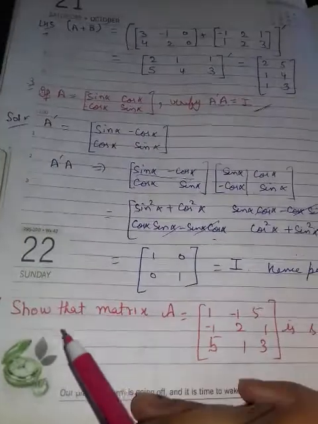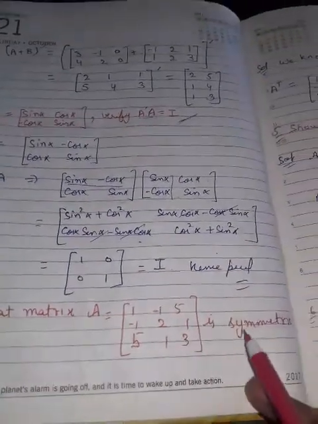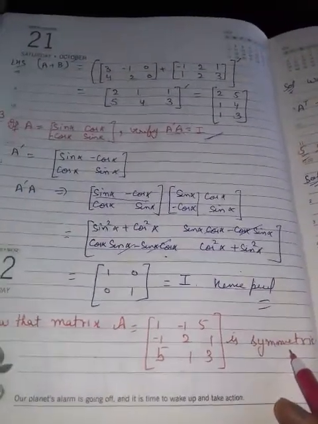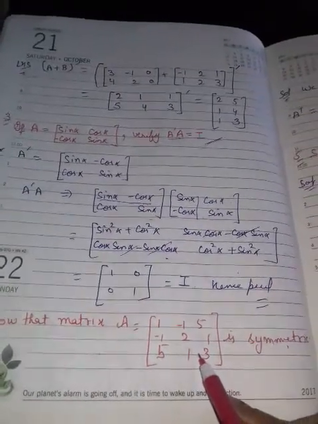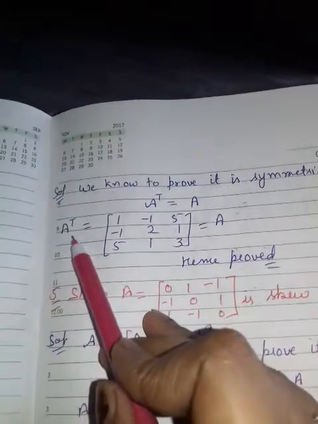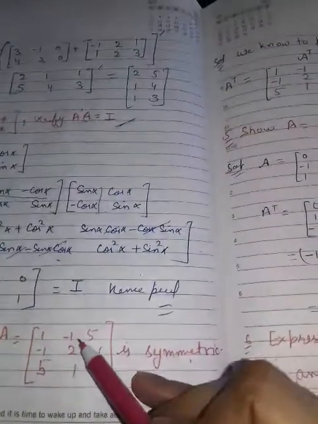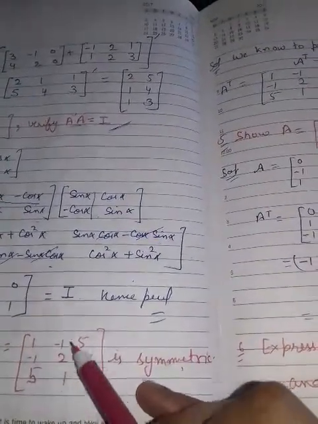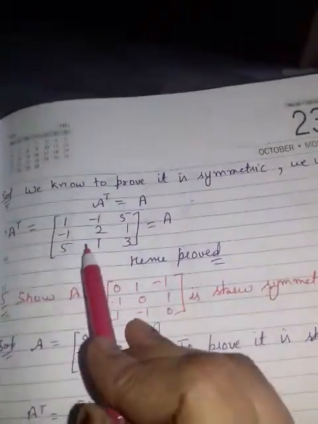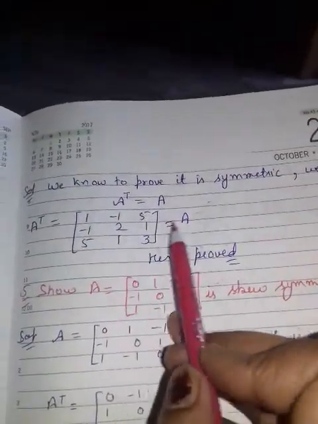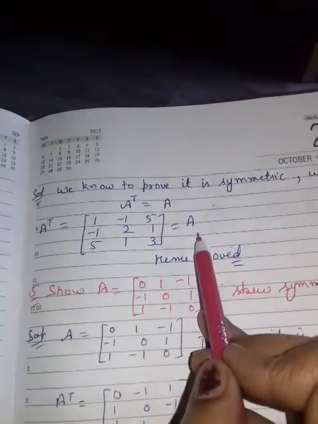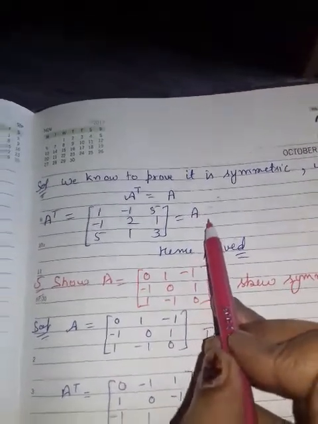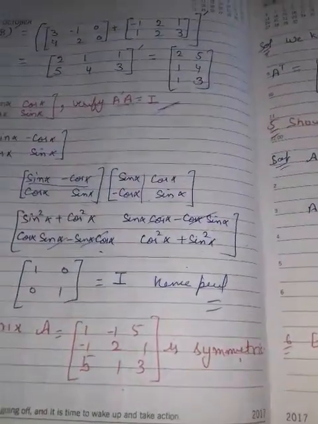Next one is, show that the matrix A is symmetric. To prove it is symmetric, you know what you will take? You will take its transpose. Clear? Now I have taken its transpose. You know 1 minus 1 5, same will remain there. I got, and both are equal here. So A transpose after doing, then you are getting same matrix as your given matrix. So it is what? It is symmetric.